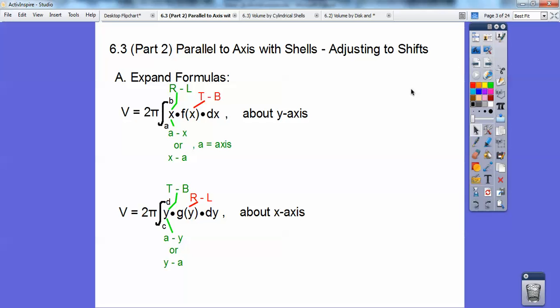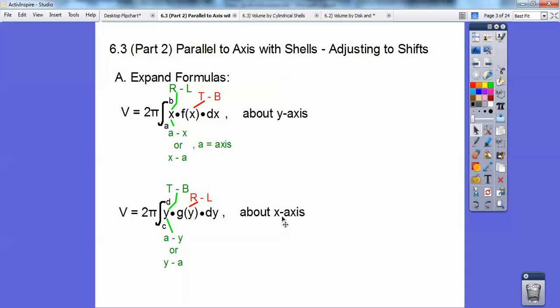All right, so volume equals, on shells, 2 pi x times f of x, and then this x part is the right minus left, and f of x is top minus bottom. And this is when you're revolving around the y-axis or something parallel to the y-axis, okay? So this is y equals x equations around the y-axis or something parallel to the y-axis. And then it's 2 pi r, and this is y, and this is g of y, so this would be x equals y equations when it's about the x-axis or something parallel to the x-axis.